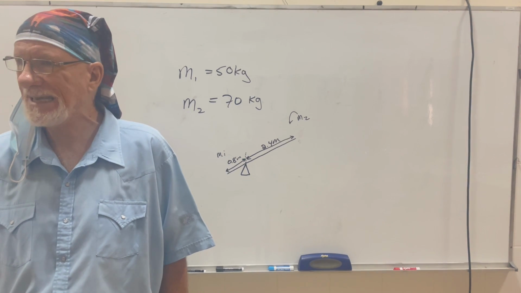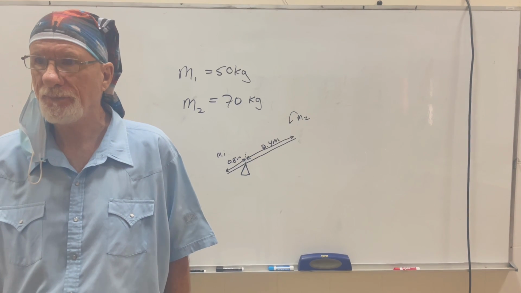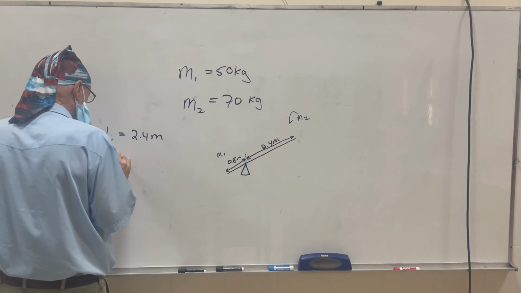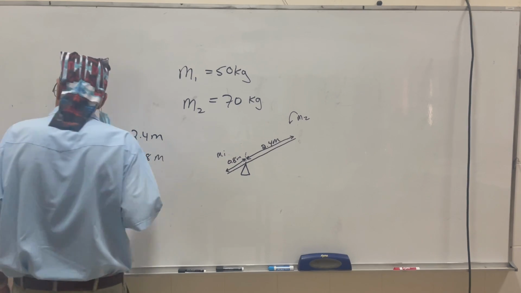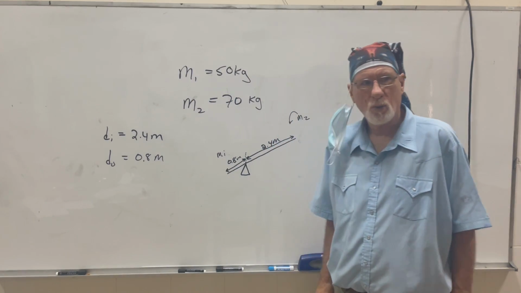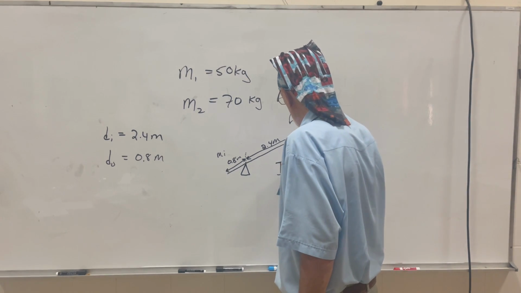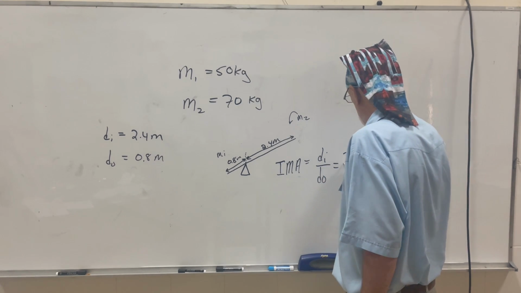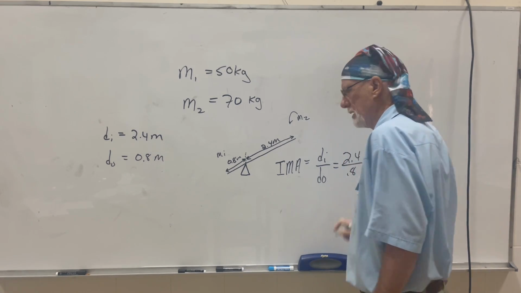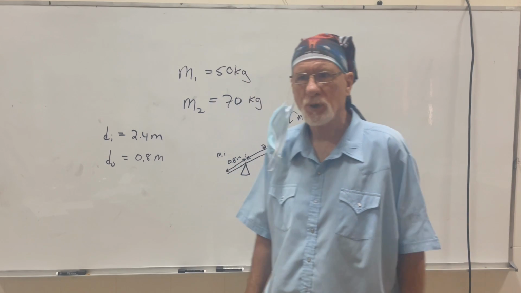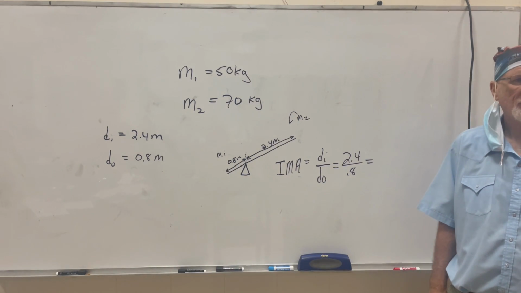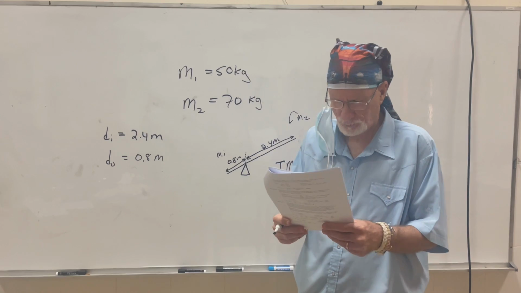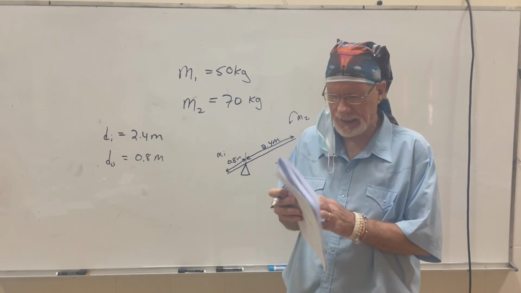What do we got? What's DI? It would be the larger one, right? Correct? So it would be 2.4 meters. DO equals 0.8 meters. Okay? So ideal mechanical advantage equals DI over DO equals 2.4 over 0.8 equals what? What is 2.4 divided by 0.8? 3. Okay, good. Is that it? Okay, B.